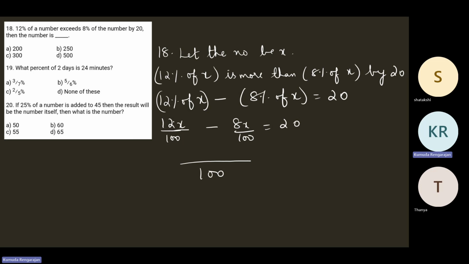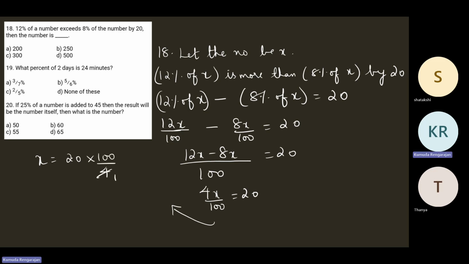Don't simplify. So you get 12x minus 8x is equal to 20. 4x by 100 is equal to 20. Let's continue here. So x is equal to 20 into 100 by 4. 4 ones are 4, 4 fives are 20, so x is equal to 500.